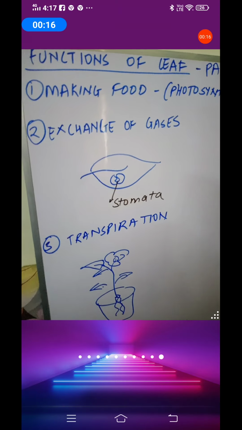Just remember, I told you that for photosynthesis plants need carbon dioxide. So how are they taking in carbon dioxide? Even you breathe through what? You breathe through your nose, right? Similarly, plants also have certain pores or holes through which they are breathing. They breathe through stomata, and during photosynthesis they are taking inside carbon dioxide.